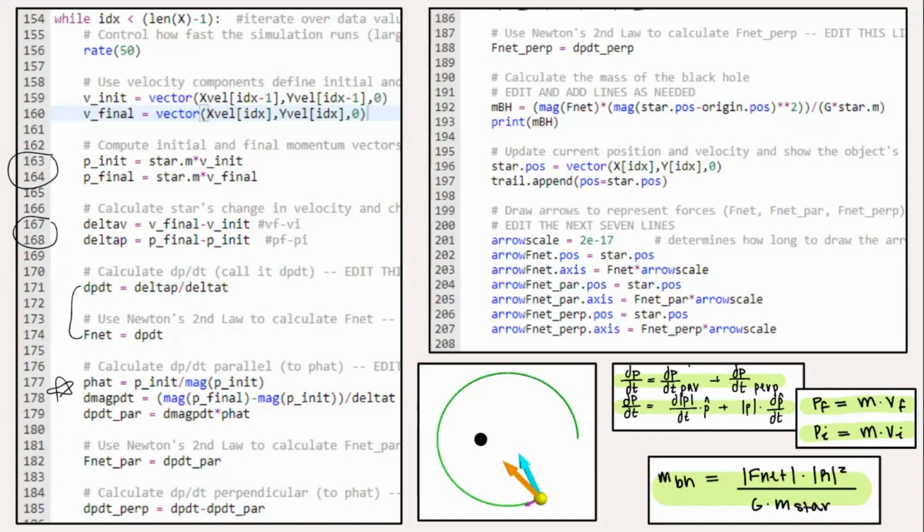We determine initial momentum and final momentum in lines 163 to 164, and then use that to get delta P in line 168. We also use the same process with velocity. Newton's second law is directly seen in lines 171 and 174. The highlighted equations on the bottom right are seen in lines 177 and 179 that calculate the change in momentum over time using the perpendicular and parallel components. Line 192 illustrates how the magnitude of the universal gravitational force was manipulated to yield the mass of the black hole.